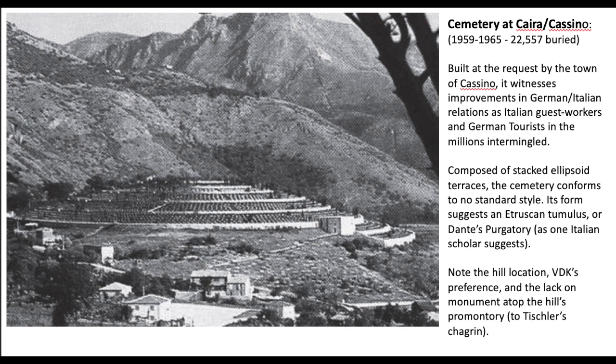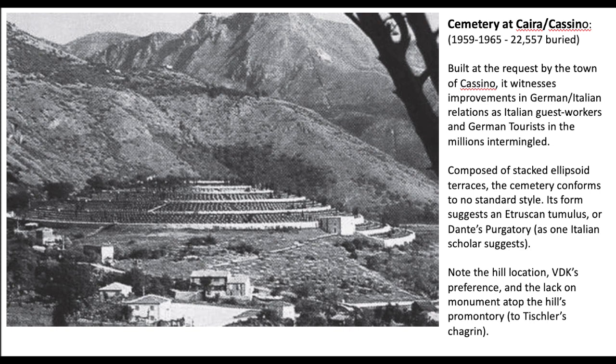Now it recalls, style-wise, it's not the Corinthian Mountain, but it looks as if it were. It recalls an Etruscan terminal, so it's an eternal kind of shape, or a purgatory of Dante's representations. It has no standard style. It's just invented by Tischler. In ellipsoid terraces, you have gray fields. And here you have 22,000 buried, 1959 to 1965.